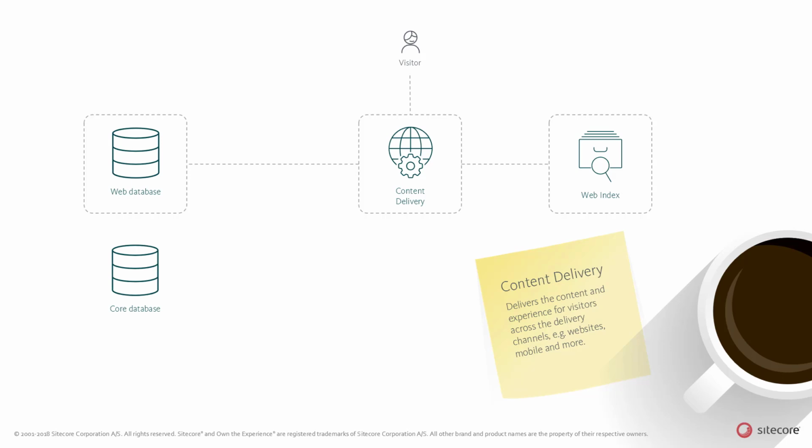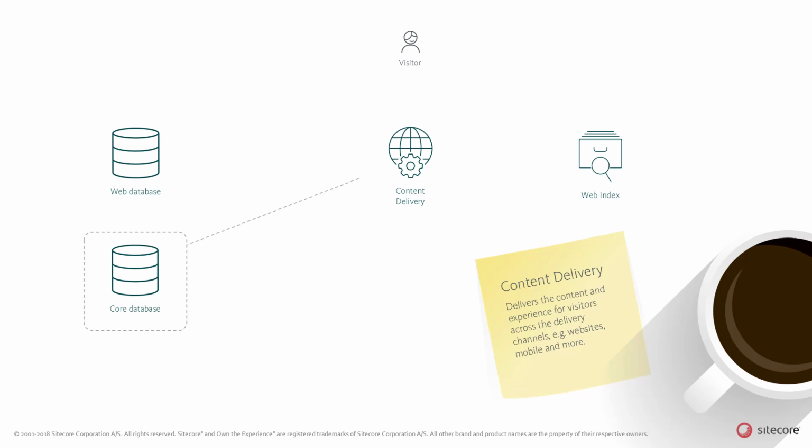The business logic running in the content delivery role can also use the Sitecore Content Search API, which uses the web index for fast query-based retrieval of content. The content delivery role needs access to the core database storage role for state information and event queues.